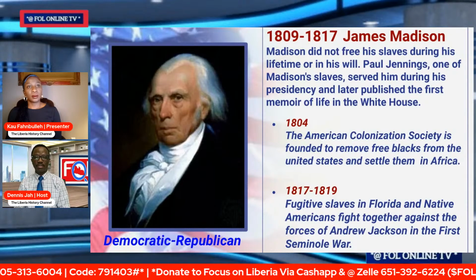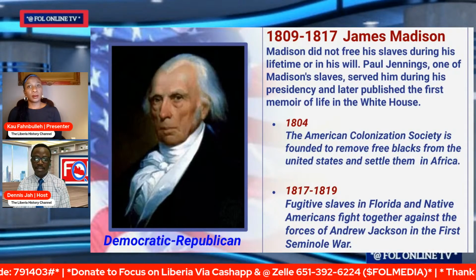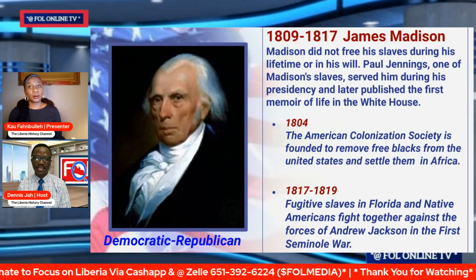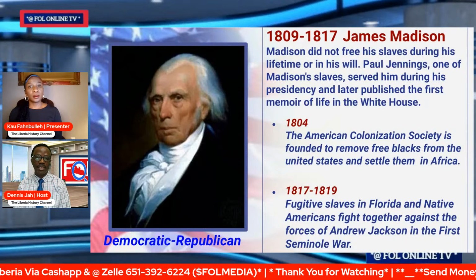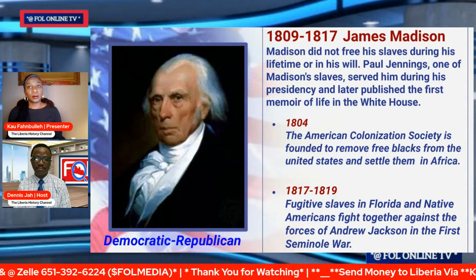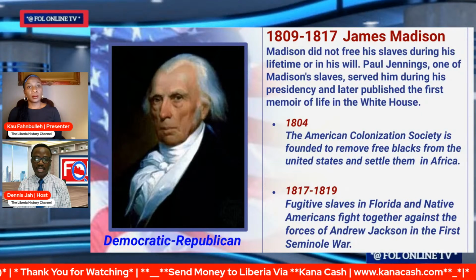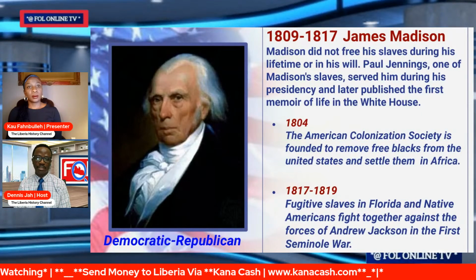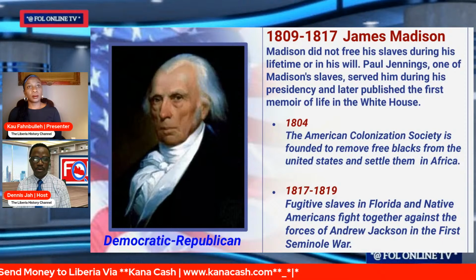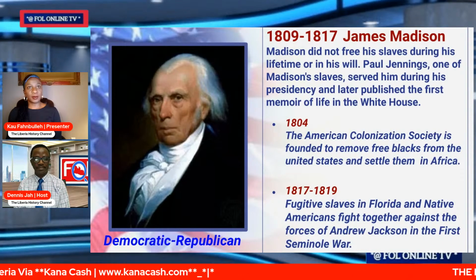1804, the American Colonization Society, ACS, is founded to remove free blacks from the United States and settle them in Africa. 1817 to 1819, fugitive slaves in Florida and Native Americans fight together against the forces of Andrew Jackson in the First Seminole War.